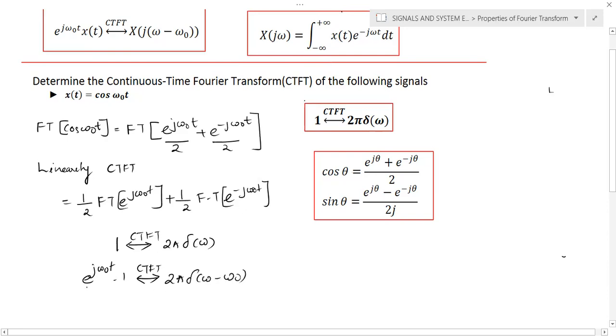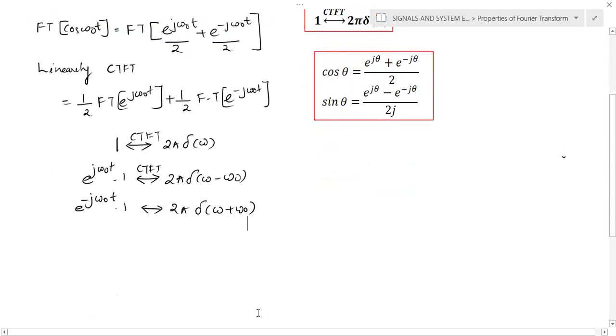Similarly, the second term is e raised to minus j omega 0 t. If you consider it as e raised to minus j omega 0 t into 1, we know the transform of 1, and if you multiply with e raised to minus j omega 0 t, it becomes 2 pi into del of omega plus omega 0. And finally, you can find the Fourier transform of cos omega 0 t.